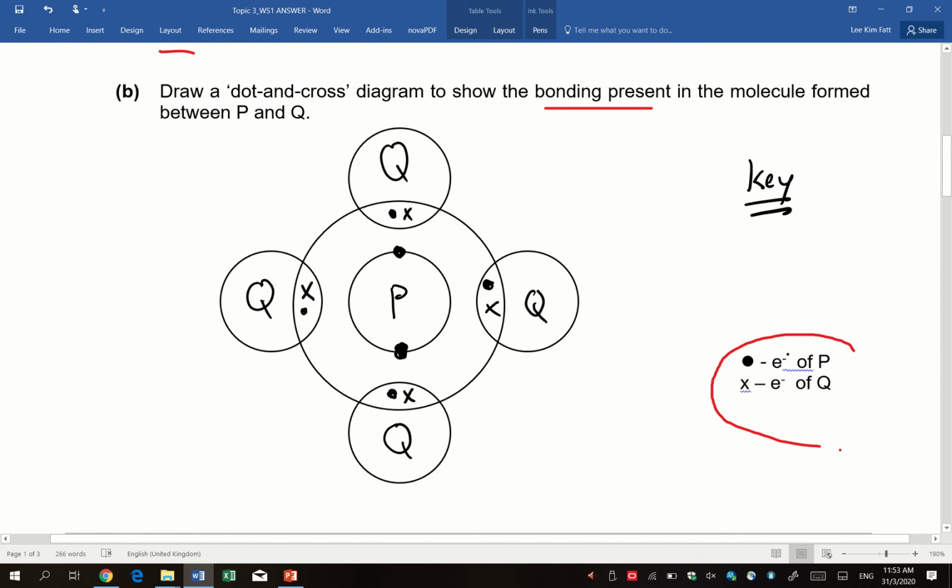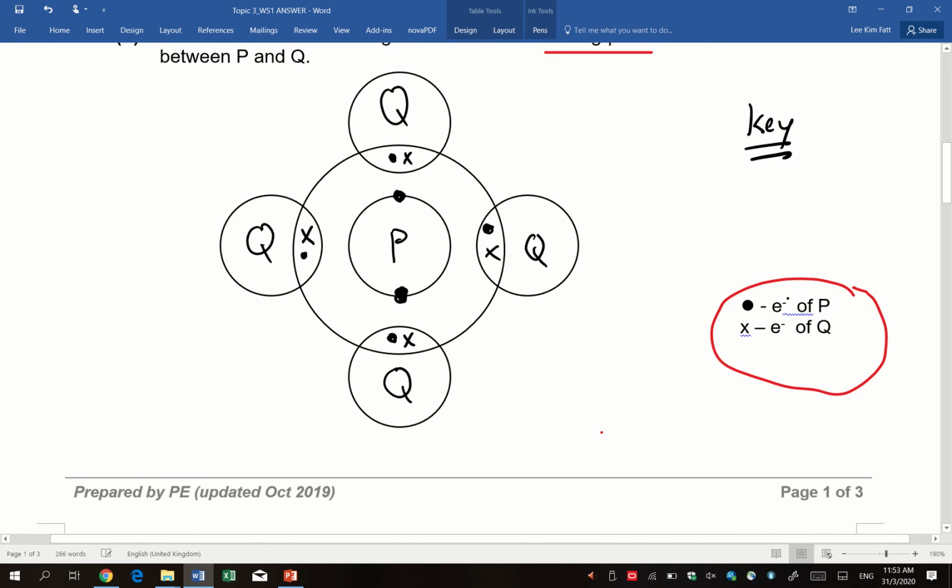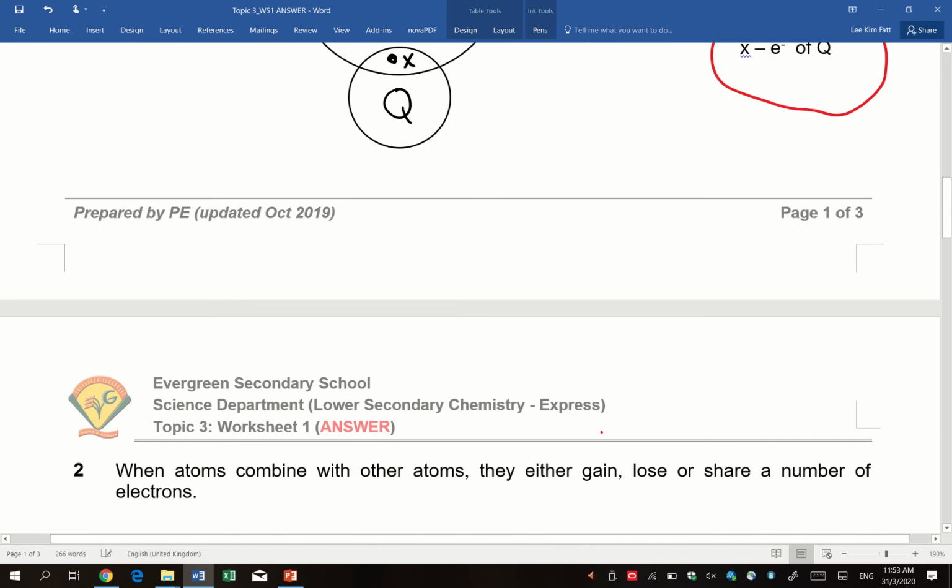Take note, the key is already given to you over here, so you need to follow accordingly. For P, we use the dot to represent the electrons of P. Next, let's move on to the next question.